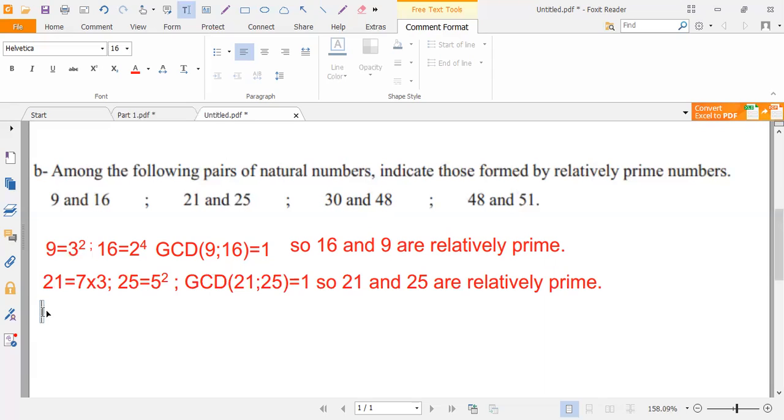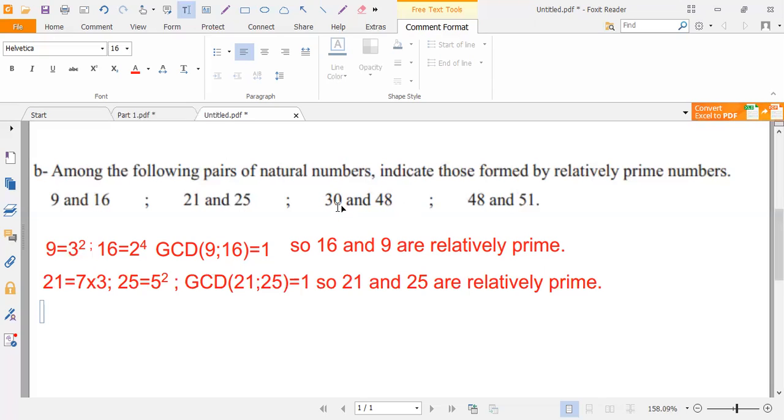So we have to find the GCD. Here we don't know. 30, yes, we know 30 is equal to 5 times 6, but we have to decompose also the 6, and we have to do the tree method, and 48 is a big number, and we have to decompose it, and we do the tree method and find the GCD. But don't you notice anything?